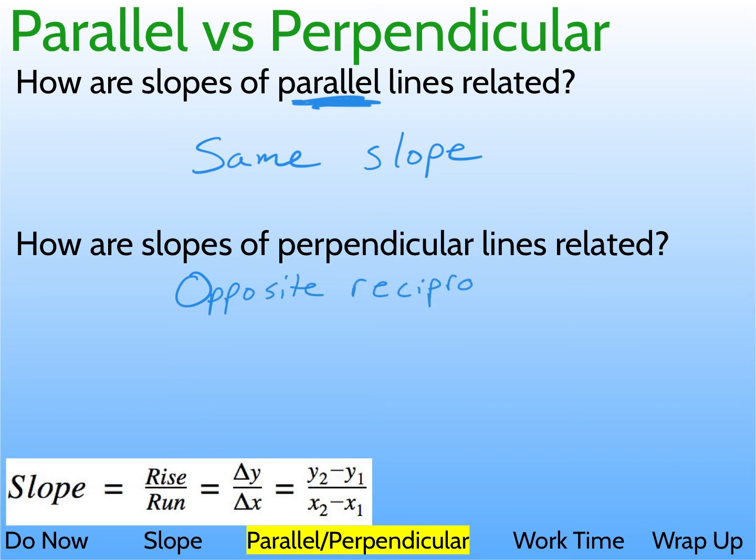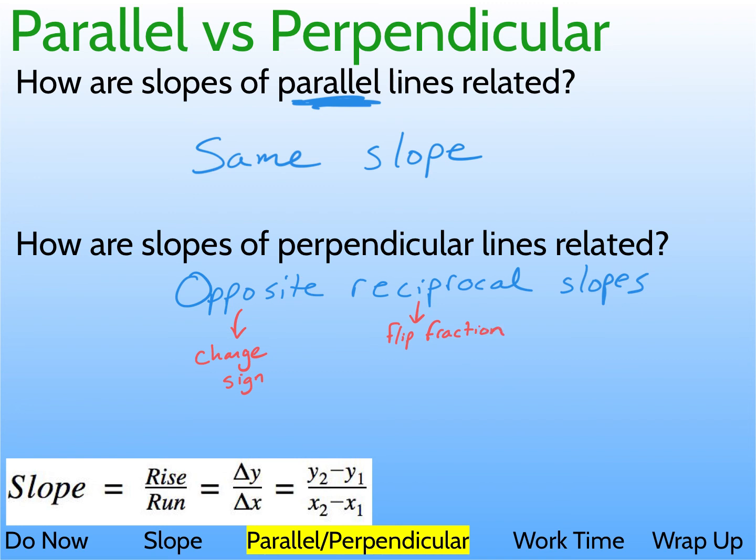And what this means is the opposite portion means change the sign. So like positive versus negative. If the original slope was positive, the new one's negative. And reciprocal means flip the fraction.